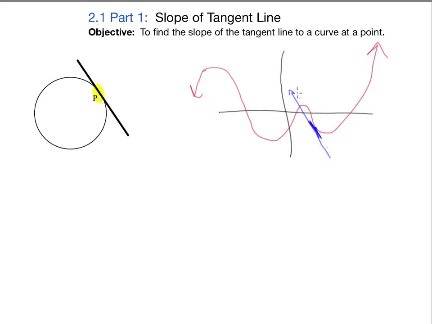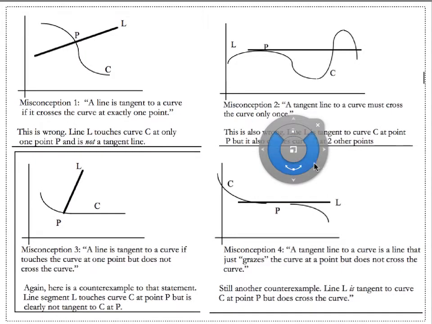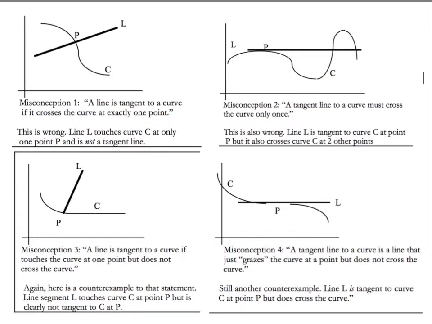But if I extend that line out, and we know lines go on forever and ever, it ends up hitting the curve again. Even though it hits the curve at another point, this is still a tangent line. And that point in which it's tangent to the curve, we call the point of tangency. So since the definition has changed a little bit, we need to go back and clear up some misconceptions that we might have about what makes and what does not make a tangent line.